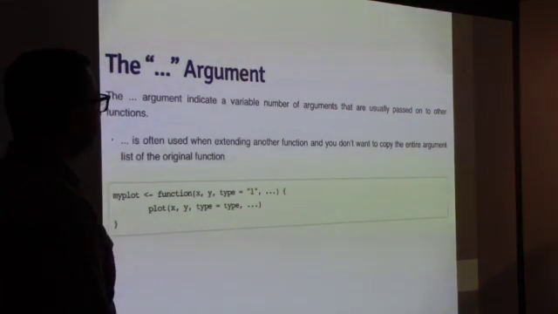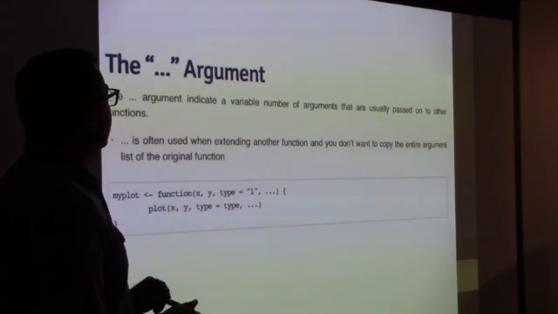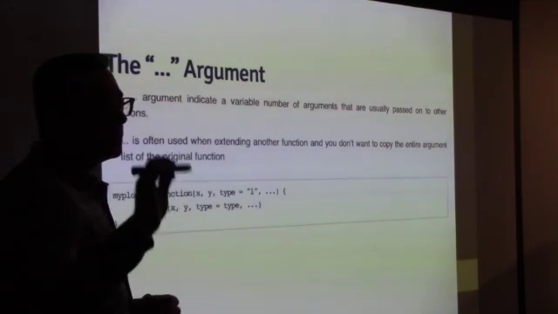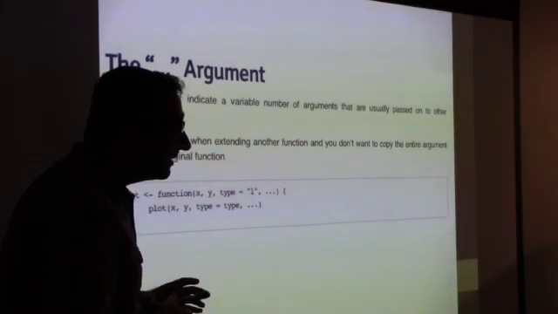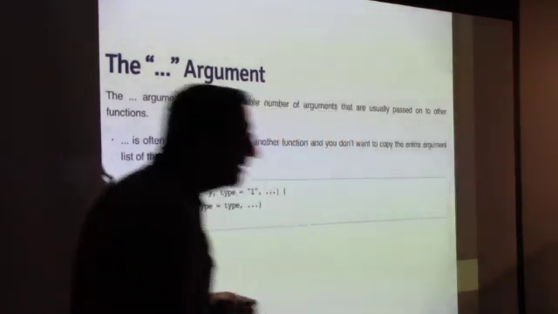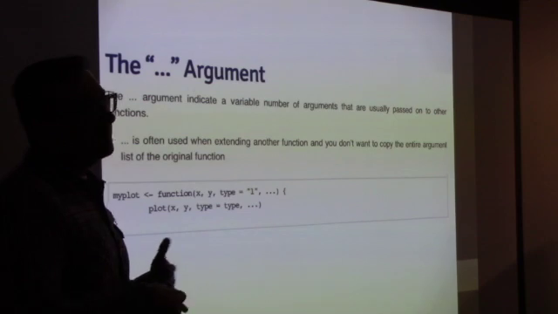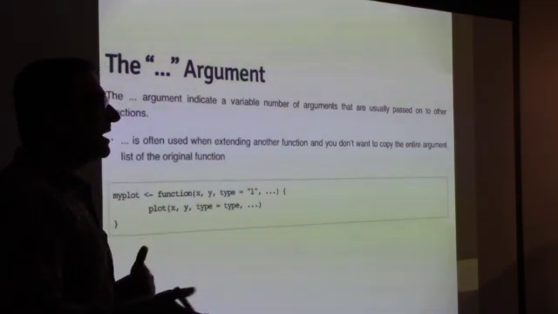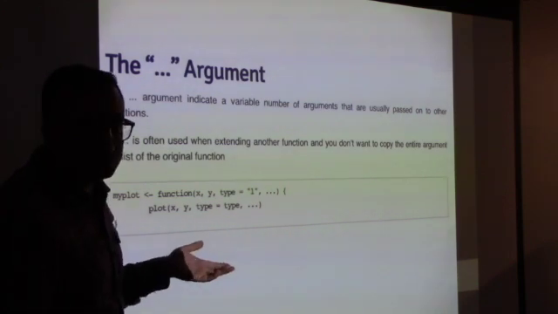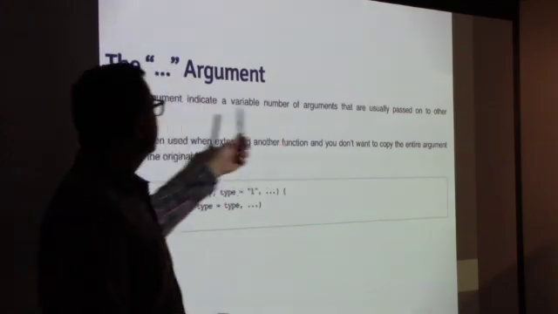Lastly, there's something called the three-dot or dot dot dot argument. Usually, when you say etc. in the chat world, what does this mean? Etc. Exactly. So that's what it means here as well. It really means "and so on", or maybe "etc." There's something else that might come in, but we're not sure. So it indicates a variable number of arguments that are usually passed to other functions.